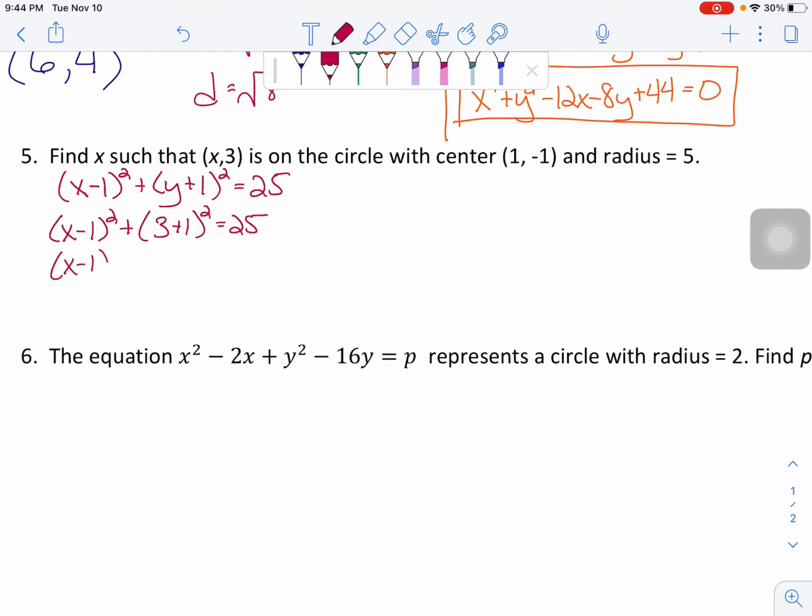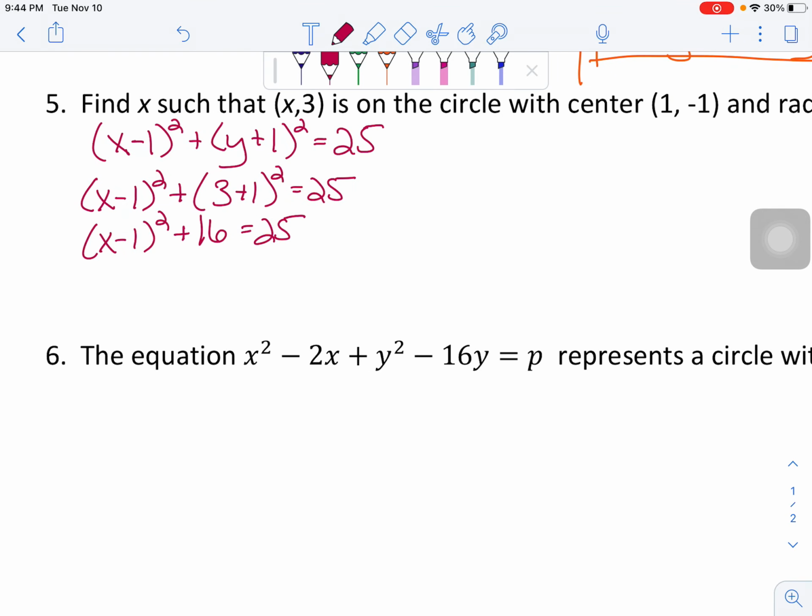All right. So (x minus 1) squared. I'm not going to actually multiply that out. I think it's going to be more work than I want to deal with, so I'm just going to leave it as is. 3 plus 1 is 4. 4 squared is 16. And I'm going to actually solve this using square roots. Okay, so I'm going to subtract 16 from both sides. So (x minus 1) squared is equal to 9.